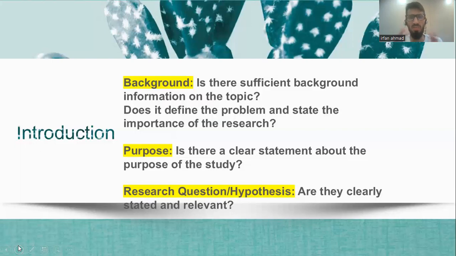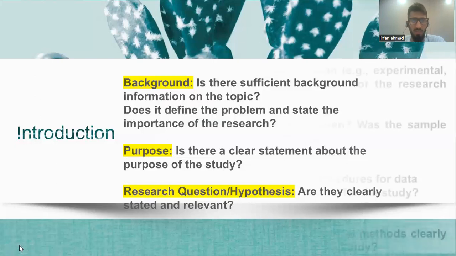Mostly the background is the first two paragraphs. The purpose, you will find it in the third or the last paragraph. Research question and hypothesis, it's somewhere in the middle, before the purpose and after the background. So you have to look for all these details in the introduction section, right?